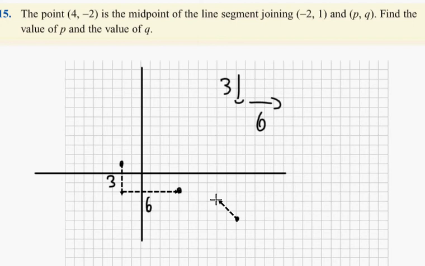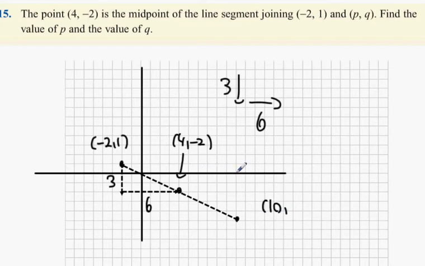Now, is (4, -2) now the midpoint of that line? It looks like it, doesn't it? That's (4, -2). This one here is (-2, 1). So what is this point here then? Let's count it. 1, 2, 3, 4, 5, 6, 7, 8, 9, 10. 10 across, which is 10 to the right, and how many down? 10, minus 5. So you can see you can do it by diagram quite easily, okay?